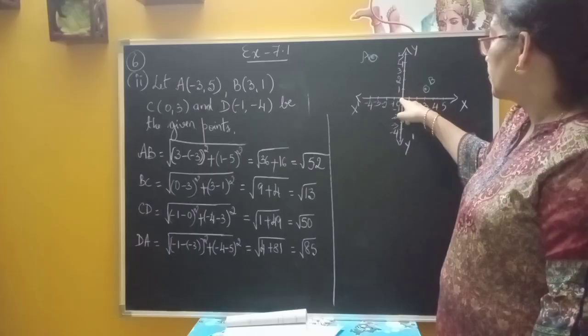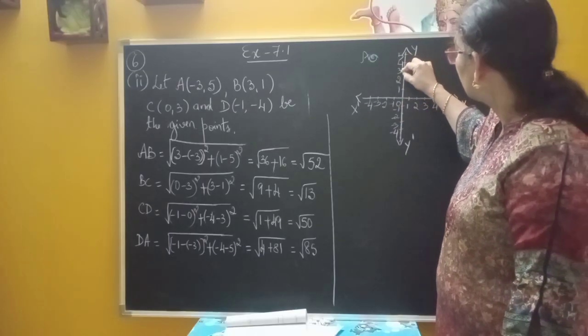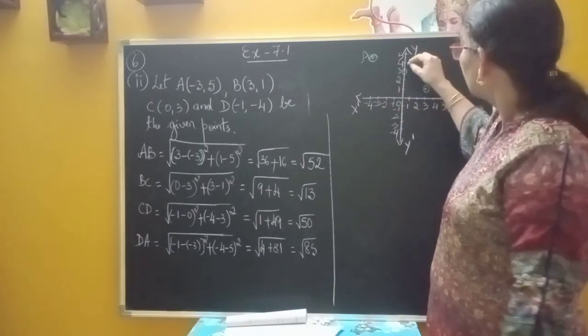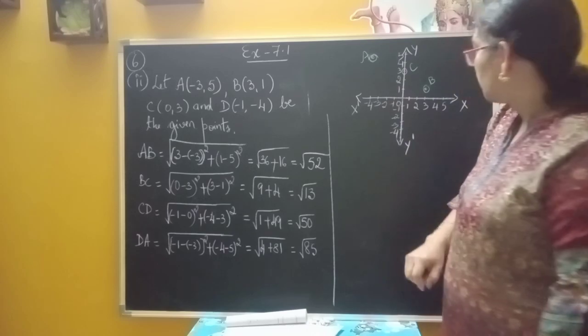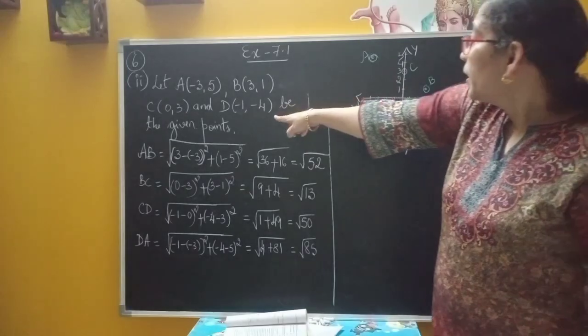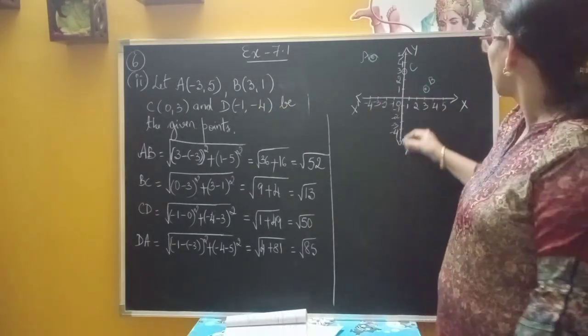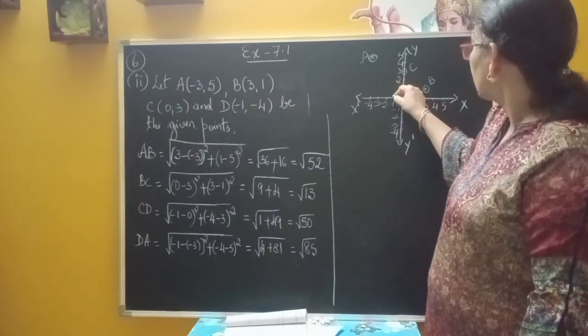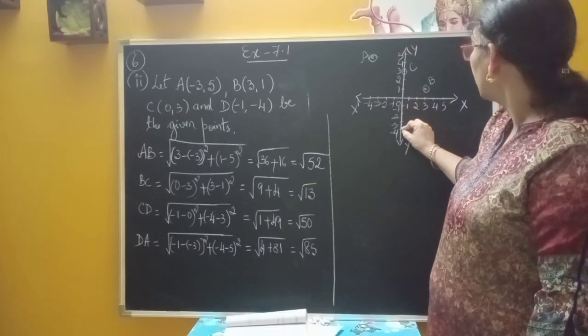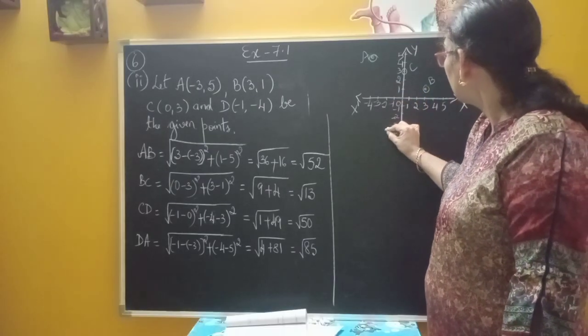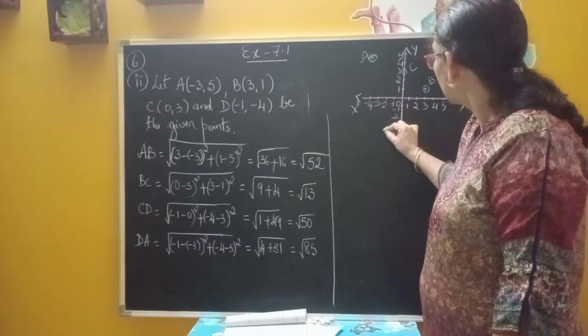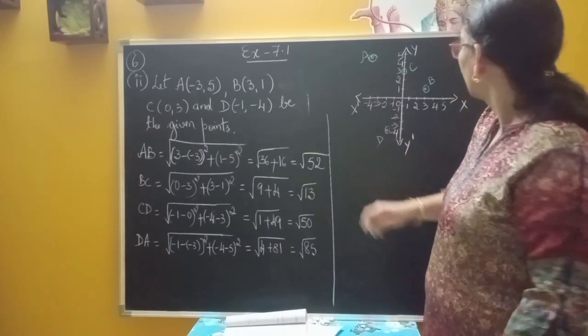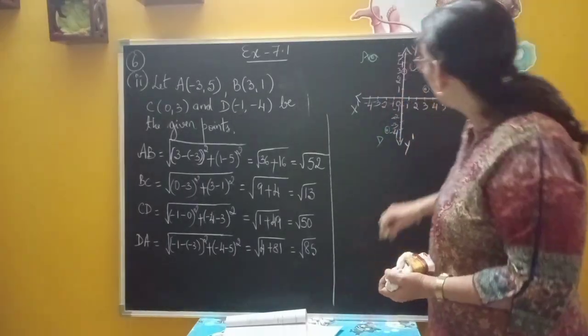Next point C is 0, 3. 0, here this one, 3 on the y-axis. So this is point C now. And point D is minus 1, minus 4. Here minus 1 on the x-axis and minus 4 on the y-axis. So this is point D. Okay, now let us join all these points.